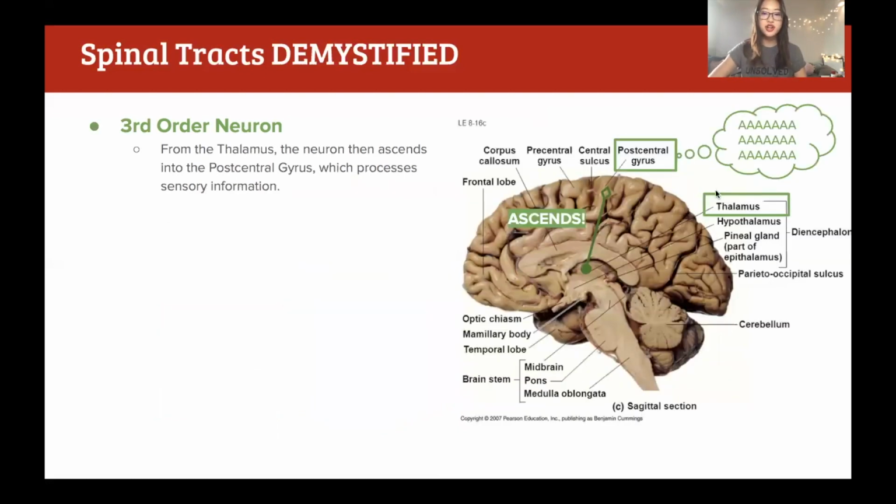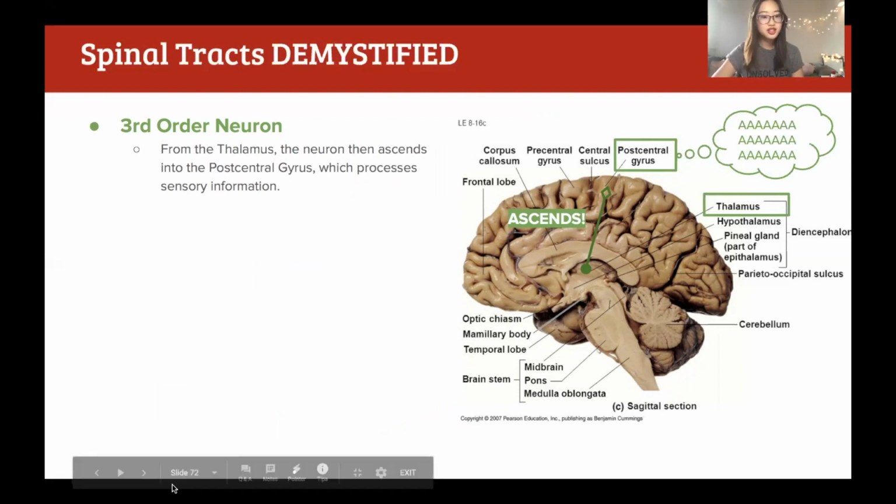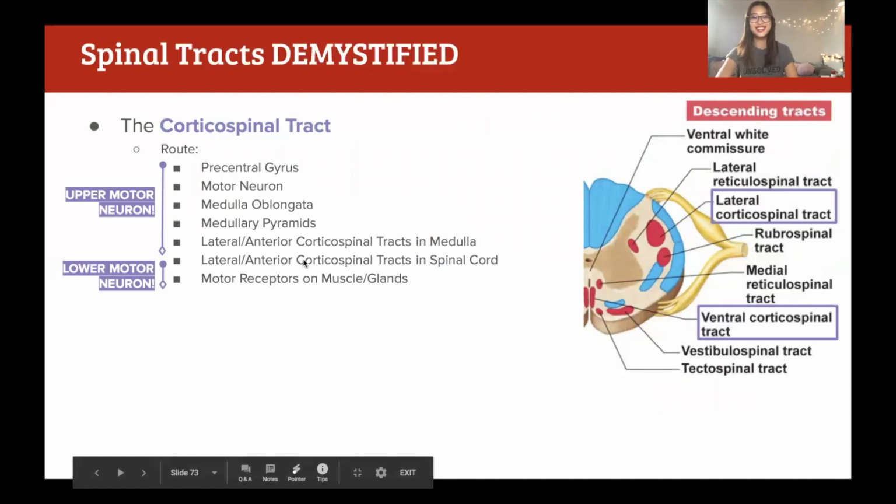And lastly, our third order neuron takes us from the thalamus to the postcentral gyrus, where we rightfully interpret the signals from putting your hand on fire. Okay, and now lastly, the corticospinal tract.